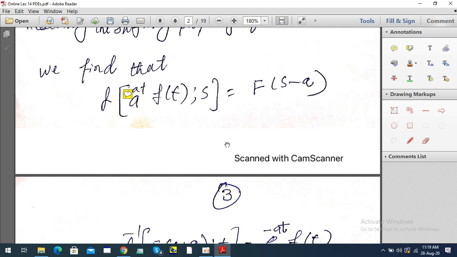So this is the shifting property. If we have the Laplace of e power at f of t, then by the shifting property we know that it is F of s minus a. So if the exponential function is multiplied with a function, we just replace s by s minus a. If it is negative at, then it will be F of s plus a.